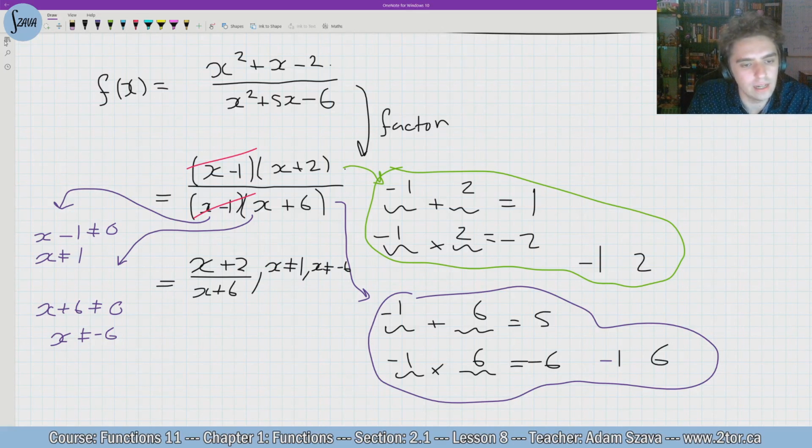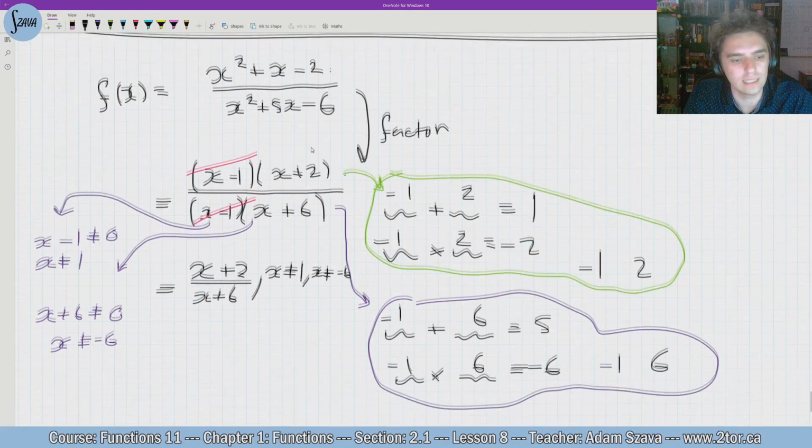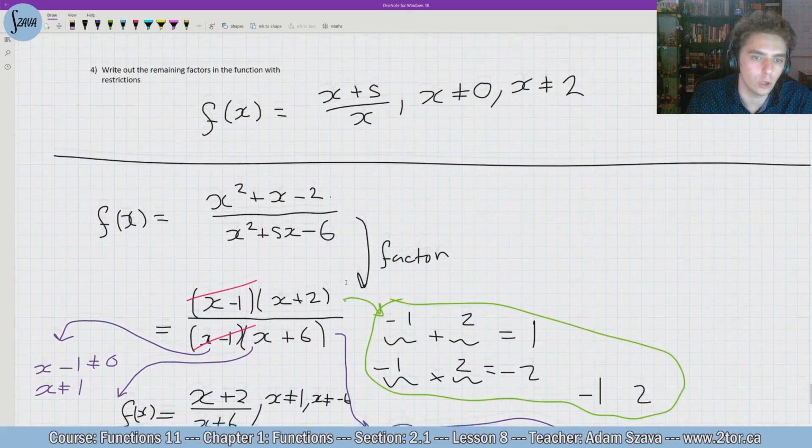This function right here, this much simpler rational function with two restrictions, is the same thing as this complicated rational function with no restrictions. Right? So these are equivalent. This is still f of x here. It's the same thing as f of x because I included these restrictions. If the restrictions weren't there, this would not be f of x. But since the restrictions are there, that is the same thing as f of x, just simplified. So the whole point was to simplify.